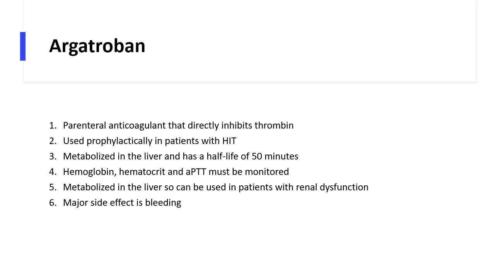A fourth anticoagulant is argatroban. It is a parenteral anticoagulant that directly inhibits thrombin. It is used prophylactically in patients with heparin-induced thrombocytopenia. It is metabolized in the liver and has a half-life of 50 minutes. Hemoglobin, hematocrit, and activated partial thromboplastin time must be monitored. Since it is metabolized in the liver, it can be used in patients with renal dysfunction. Major side effect is bleeding.